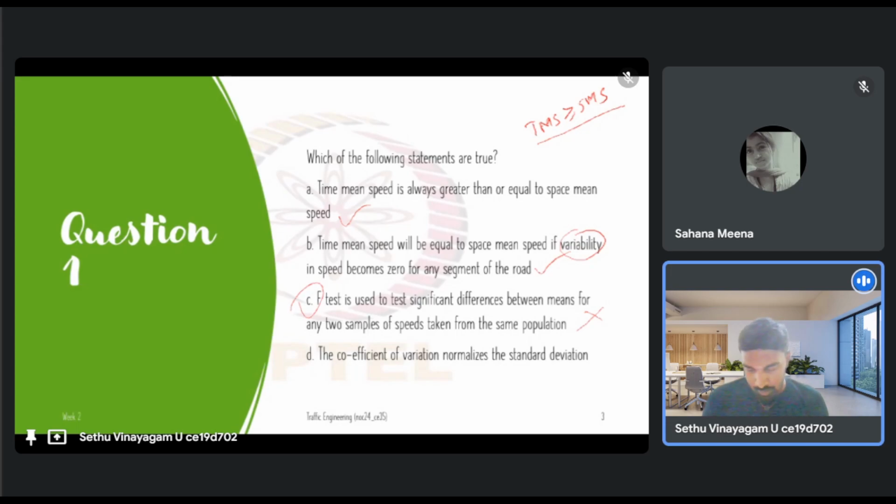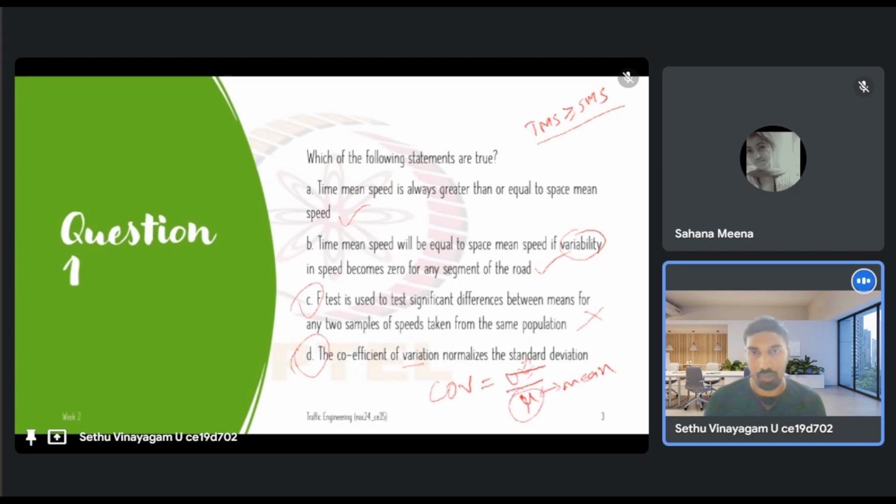Okay, and D is correct because coefficient of variation normalizes the standard deviation. So what is the definition of coefficient of variation? Coefficient of variation, COV, is nothing but sigma by mu, right? So what is sigma? Sigma is the standard deviation, right? And mu is the mean, right? So we are normalizing this standard deviation by the mean of the population, right?